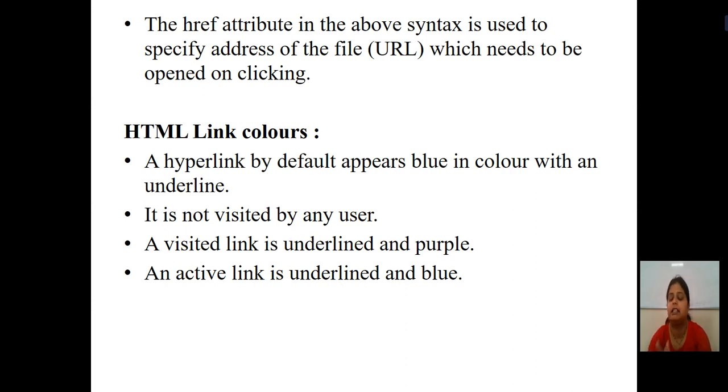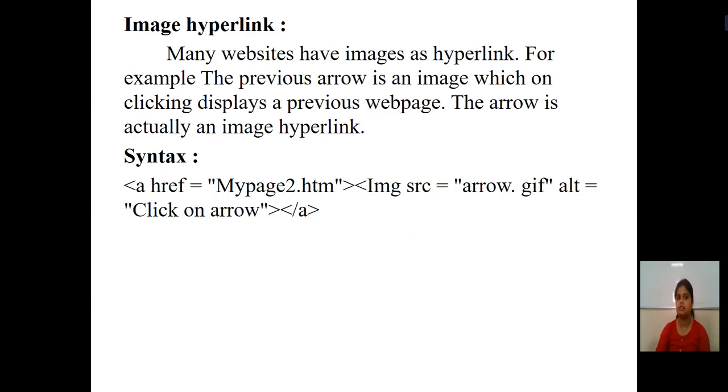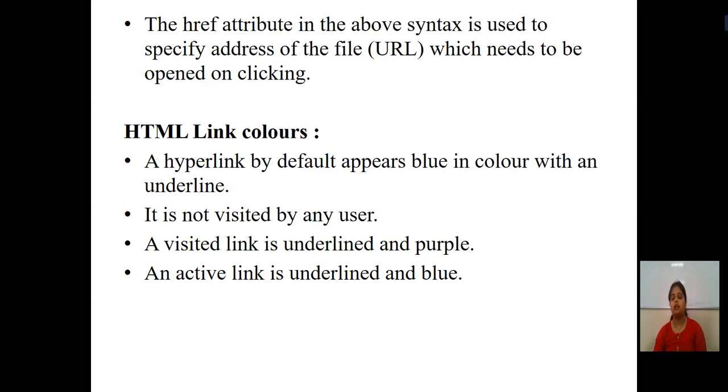Next, it means that this is not visited by any type of user. So this site is not visited by the user. If a site or a link is visited by the user, then it will be in purple color, a little bit pinkish or reddish or purplish. So a visited link may be purple, whereas an active link will be blue. You have to keep in mind that there is a blue link and a purple link. These are the different types of link colors available in HTML.